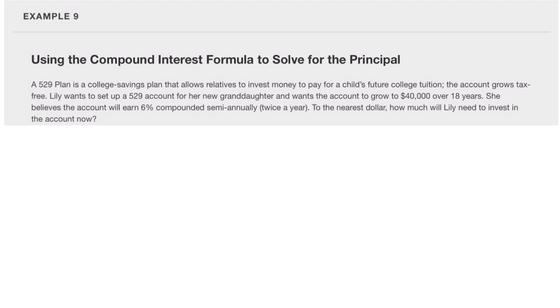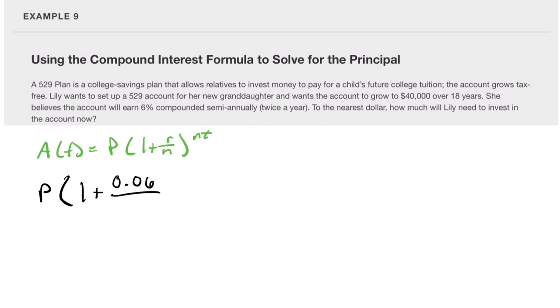Okay. So it sounds like we're still using our compound interest formula. The future amount, A of t, equals P times 1 plus r over n to the power of nt. We're trying to solve for P. So we're going to plug in what's given. 1 plus the rate was 6%, so that's going to be 0.06. I think it was compounding semi-annually, which means twice a year, so our n is 2, times, I think it's 18 years. And we want this amount to be larger than 40,000.